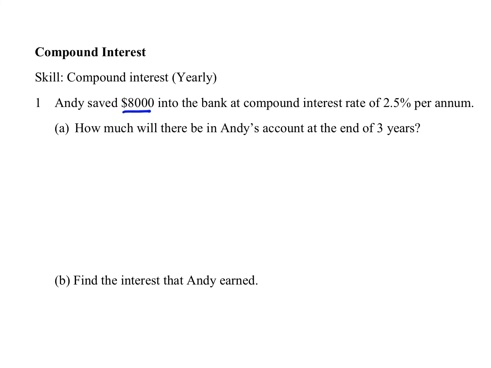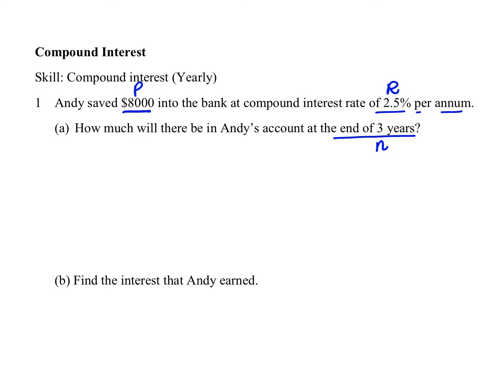And I know my interest rate. This is the interest rate R, and this is the interest rate per year. So if I want to compound it yearly, my interest rate should also be in years, right? But how long am I going to save this, or how many times is it going to be compounded? So let's read the question. How much would there be in Andy's account at the end of 3 years? So end of 3 years, this tells me the time period, or the number of times, will be 3 times. But what does the question really want?